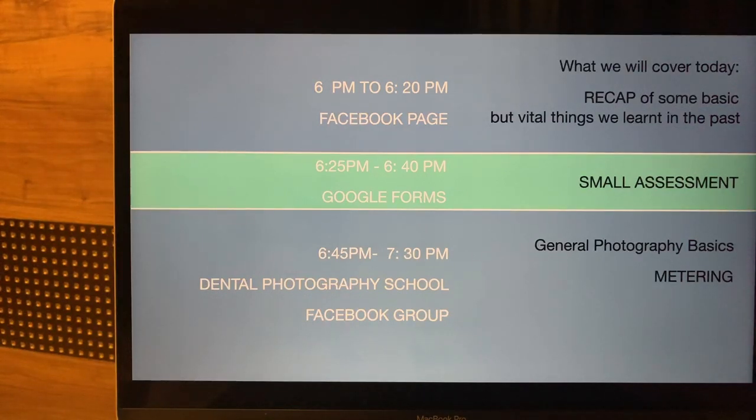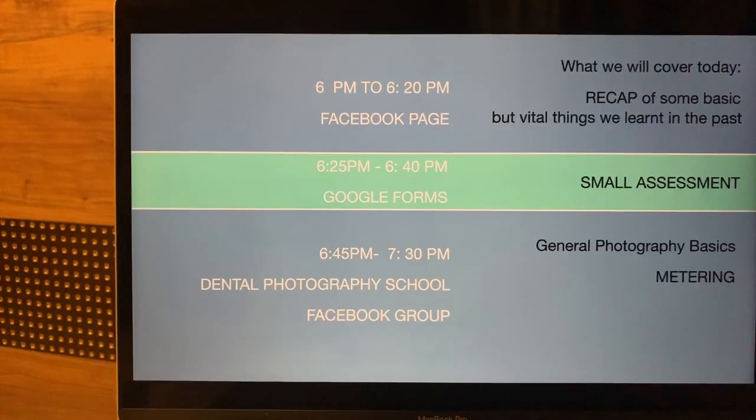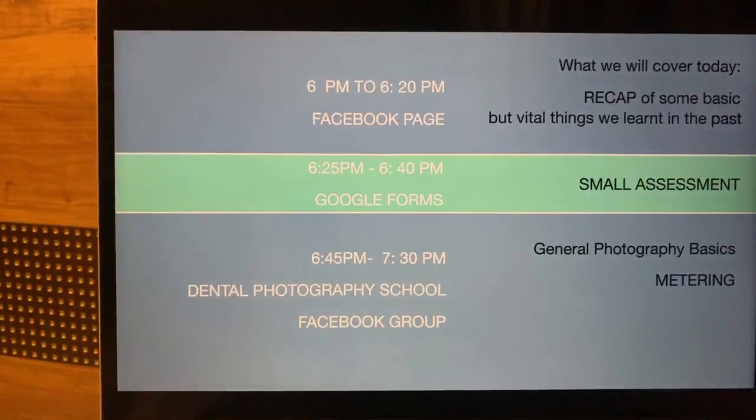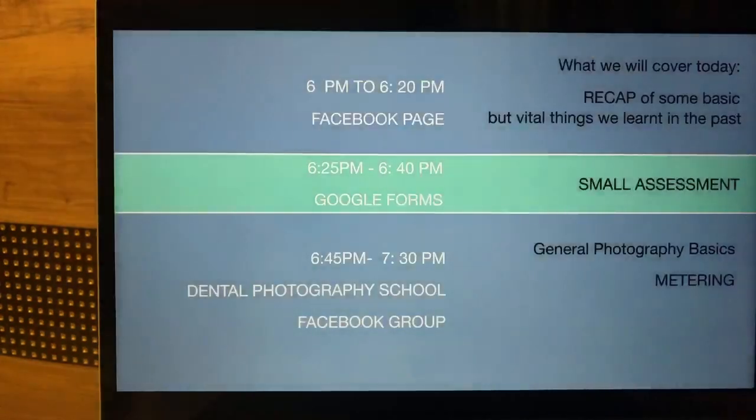So the assessment is only for dentists. So the people who are here to learn about general photography but who are not dentists, you need not attend that assessment exam. You can leave that part. So the recap of some basic but vital things, that's this one. It is going to be now. The assessment is going to be on Google Forms.